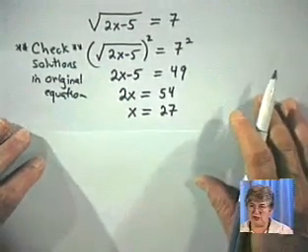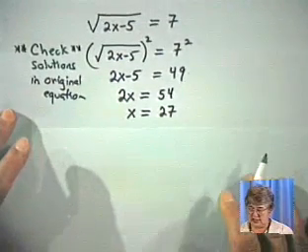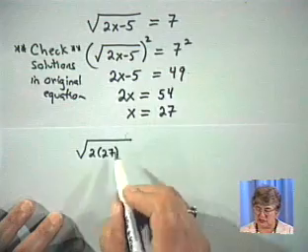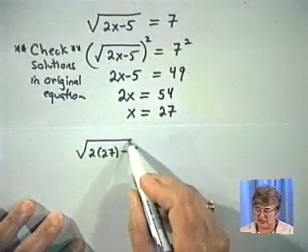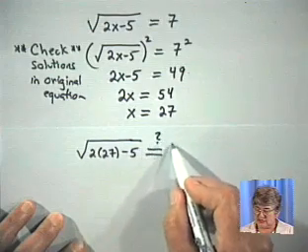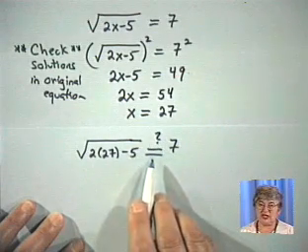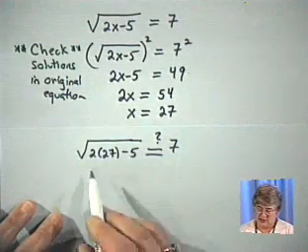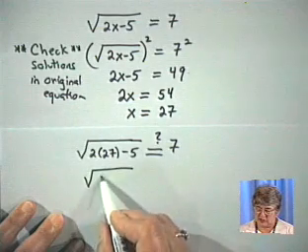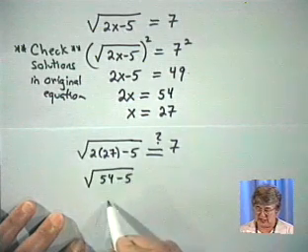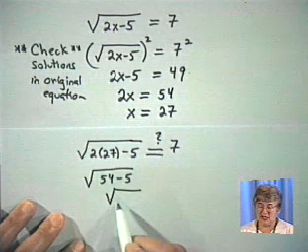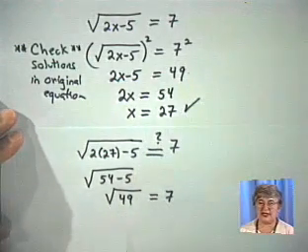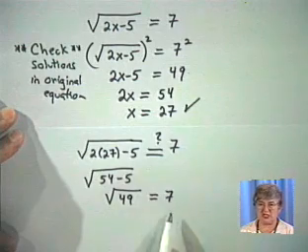Okay, and so remember, when you check the solutions, we substitute this number that we found, and so we have the square root of 2 times 27, since we have a 2x right here, minus 5, and we want to see if this is equal to 7. We don't know at this point, and so it's a good idea to put a question mark, otherwise you would be saying this is equal. But we're trying to see if it is. Well, as you can see with this part right here, 2 times 27 minus 5 is 49, and the square root of 49 is 7. And so it turns out that in this case, x equals 27 is a solution because we've checked it out.